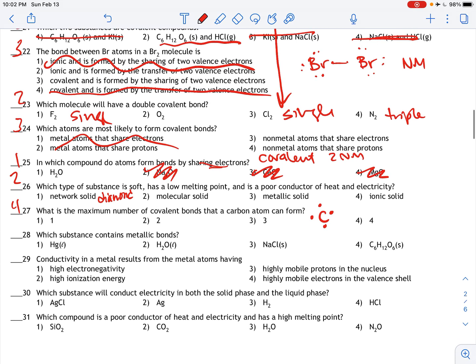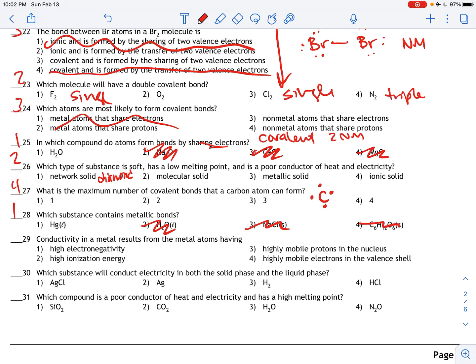Which substance has metallic bonds? So we want only metals. So there's nonmetals, there's a nonmetal, and all nonmetals. So metallic bonding happens within metals. This is the mobile sea of electrons. Conductivity, oh look at that, there's choice number 29. Conductivity in a metal results from having highly mobile electrons, the mobile sea of electrons.